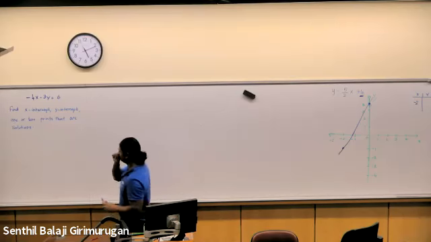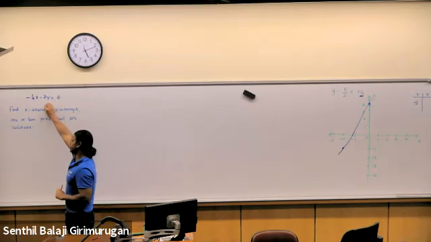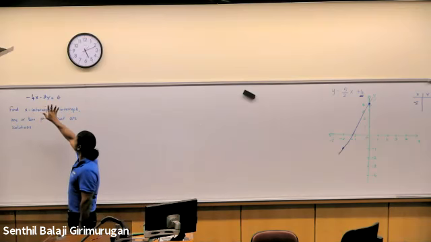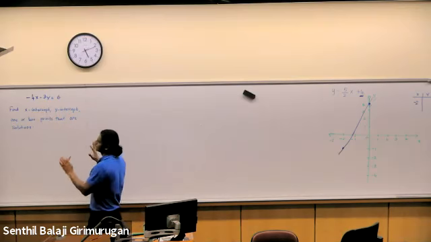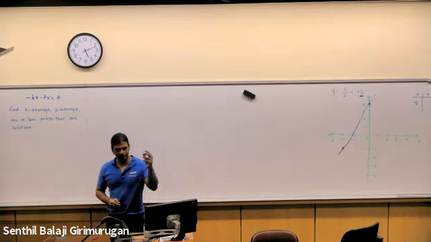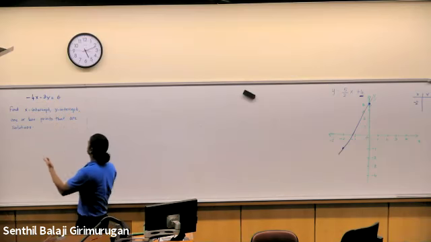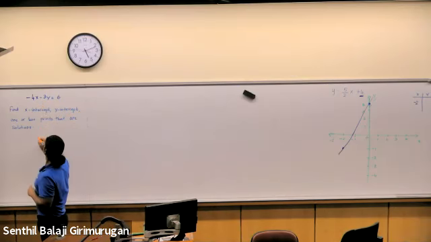I've seen some students say, well, I don't want to rewrite it, I'll keep it as is and find the x and y intercept. That's fine, but it is better to rewrite it in the slope-intercept form because you can pick up the slope and intercept right away. We're going to talk about the slope too.